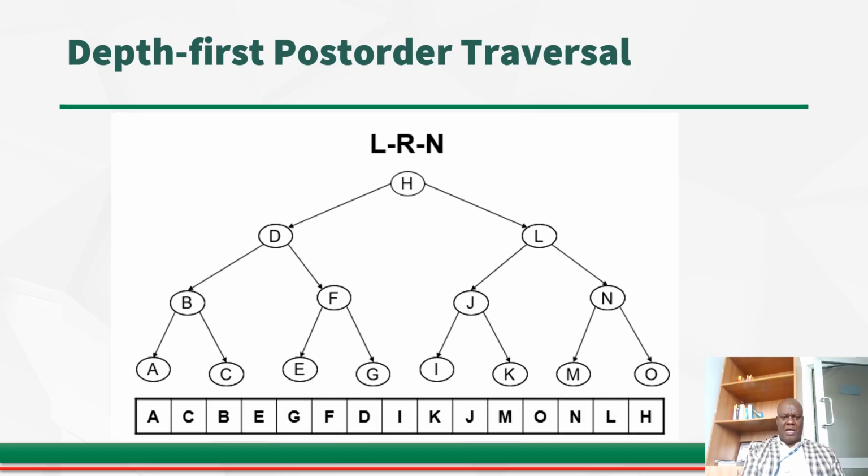Depth first post-order traversal: left, right, node. You come here, you go left, left, left, left. You are here now. Then from left, you go to right. You now visit the node. Then you come here again, where you have your D. You are not going to left. Then you go to right. You go to left, and from left you go to the right and then visit the node. You are done with it.